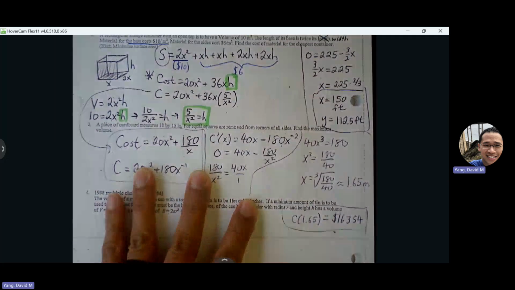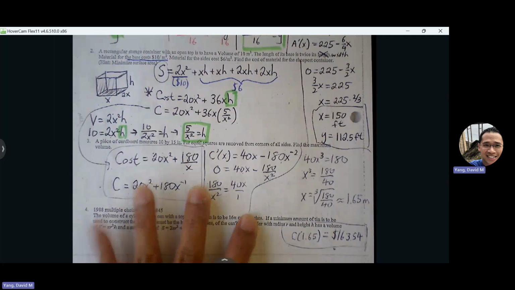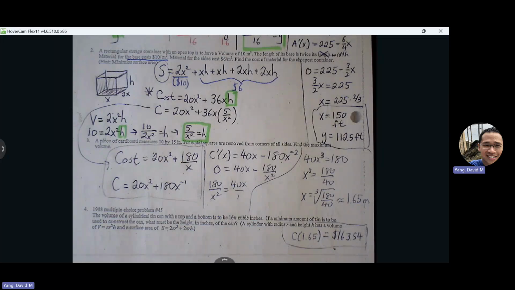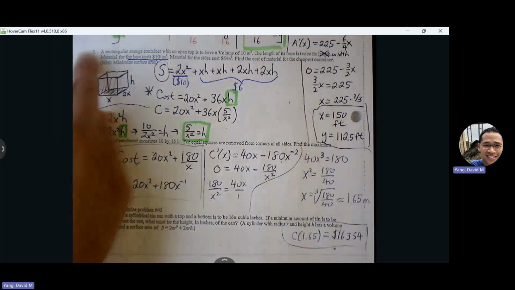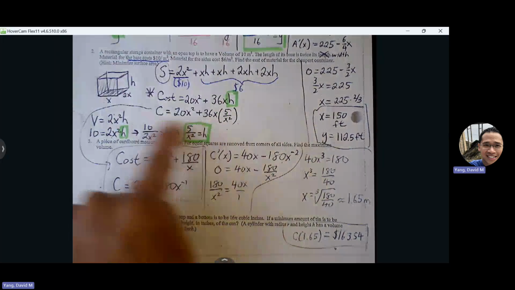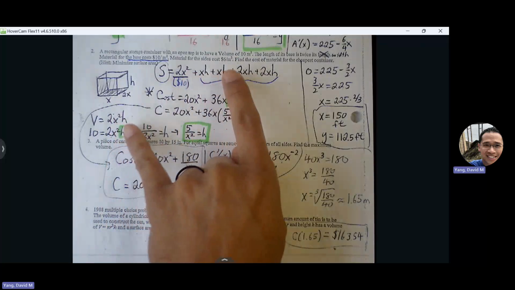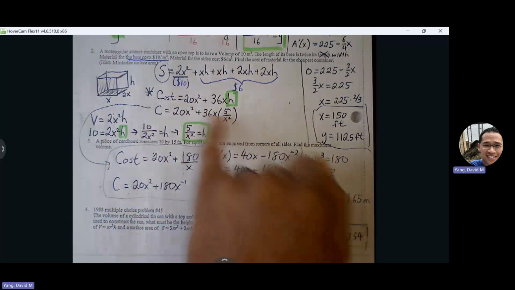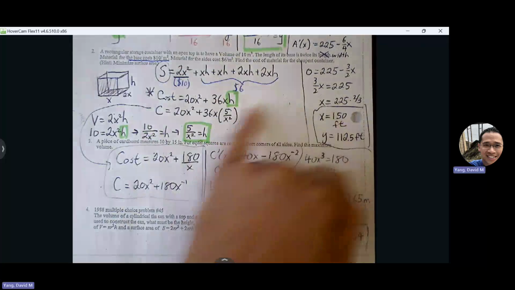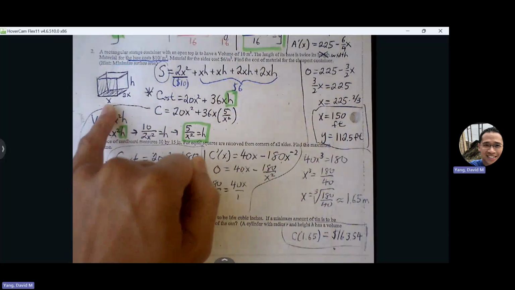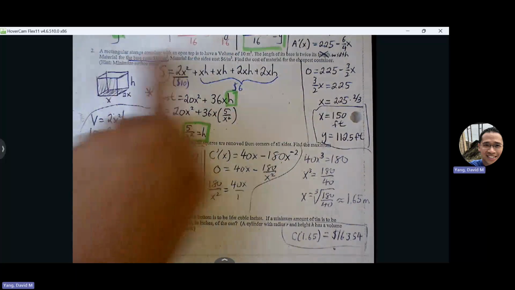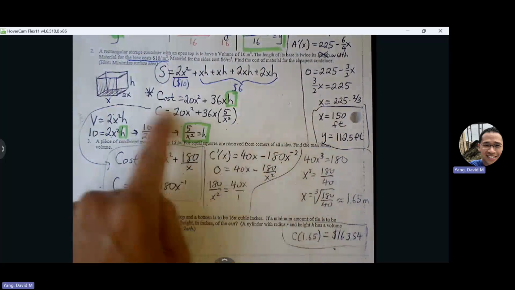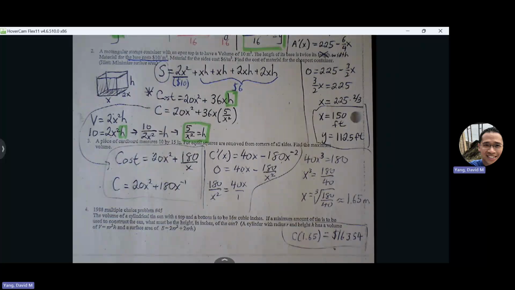Just to let you know, there's only going to be one optimization problem on the quiz, and it'll be this type of problem. It'll involve cost, surface area and volume. So all we need to focus on is getting practice with this form of problem, and that's the only one I'm going to put on the quiz.